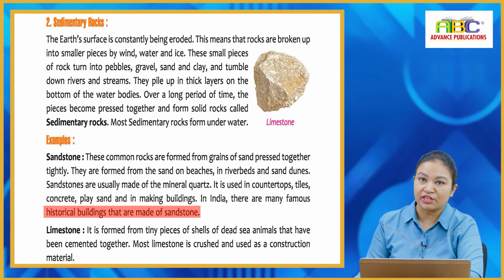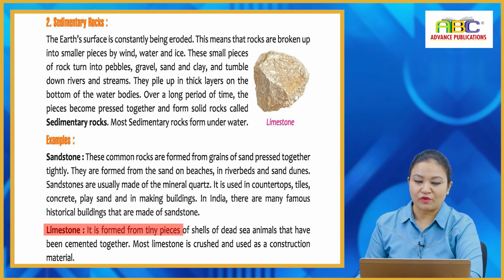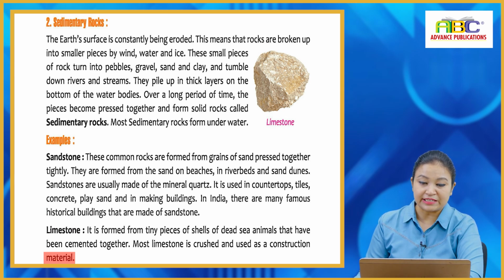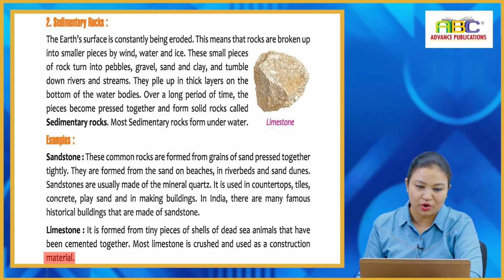Limestone is formed from tiny pieces of shells of dead sea animals that have been cemented together. Most limestone is crushed and used as a construction material. So there is another kind of rock, limestone, and it is made up of tiny pieces of shells of dead sea animals cemented together, and it is mostly used in construction work.